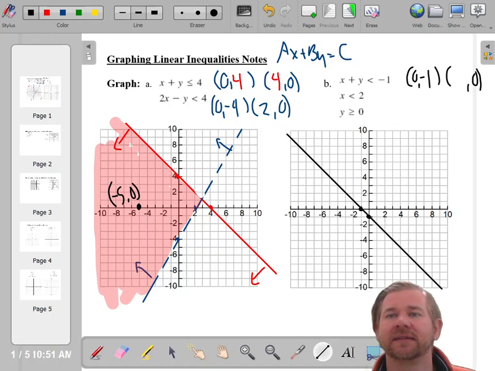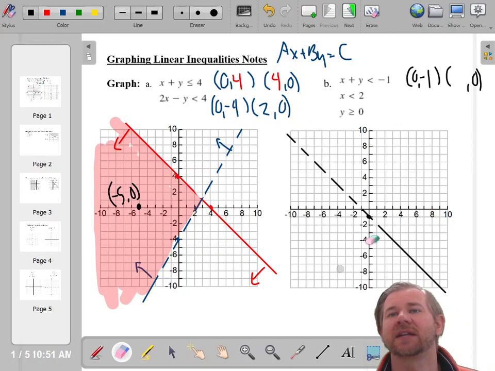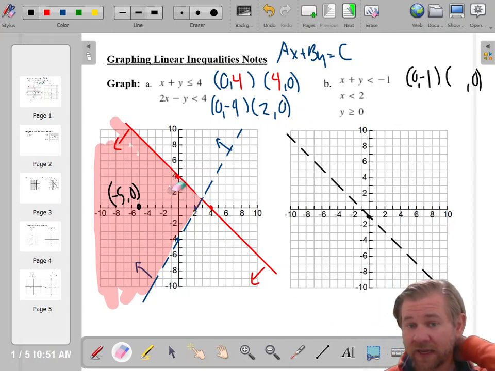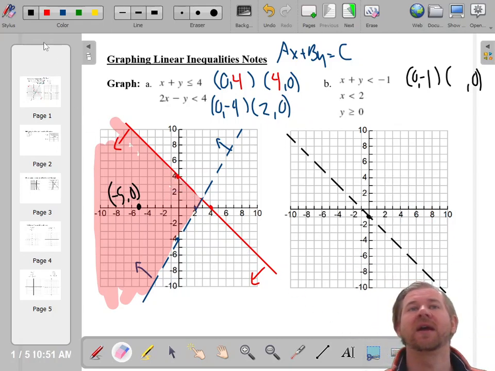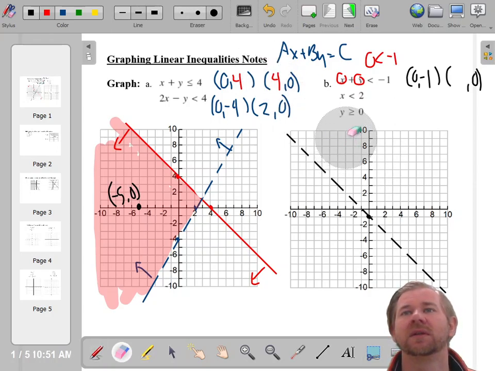Okay, so the x and y intercepts are both negative 1. That looks like this. And since it's a less than, not less than or equal to, it will be a dashed line. Now we will test an ordered pair. I will always pick 0, 0 because it's easy. So is 0 plus 0 less than negative 1? Is 0 less than negative 1? No, 0 is greater than negative 1.